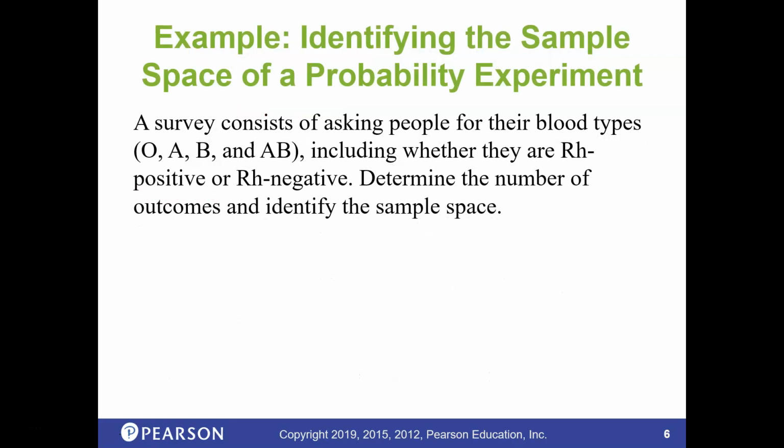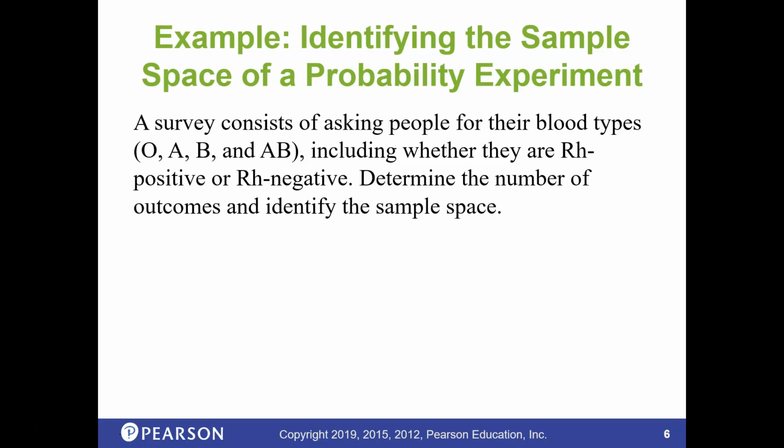But here we have a survey asking people their blood types, and they have 4 possible responses. Right? They have O, A, B, and AB. But then in addition to that, they could also be positive or negative. So the number of outcomes, which is kind of more important, we'll list all of them, but sometimes the outcome or the sample space, there can be so many of them that it's almost impossible to list them all. But if we can picture how many there would be, that's an even more valuable skill.